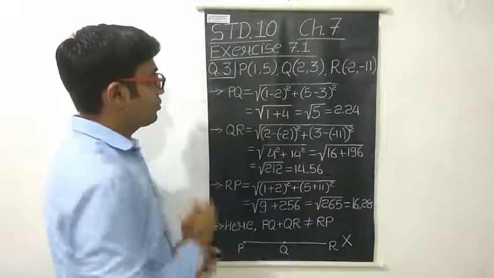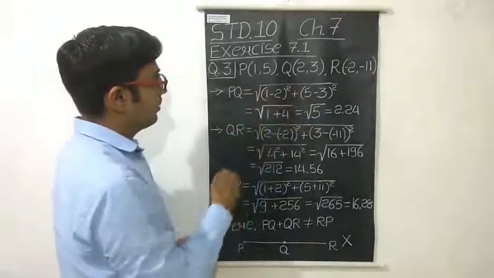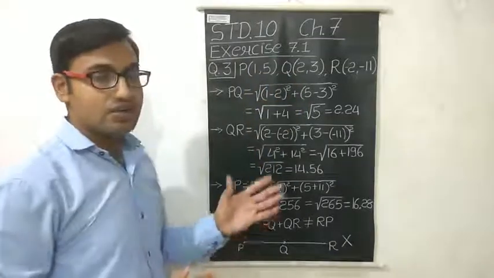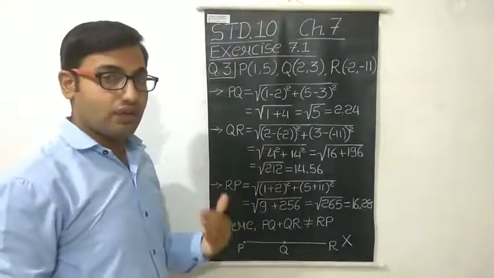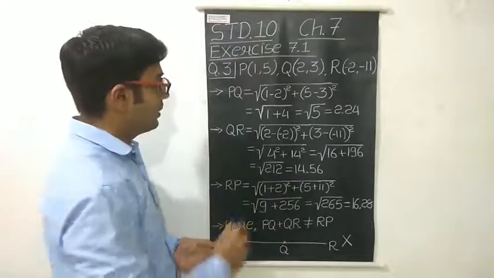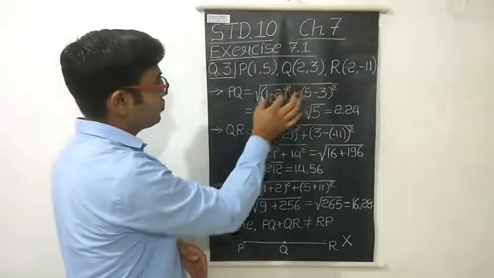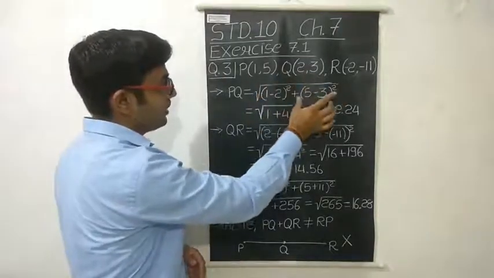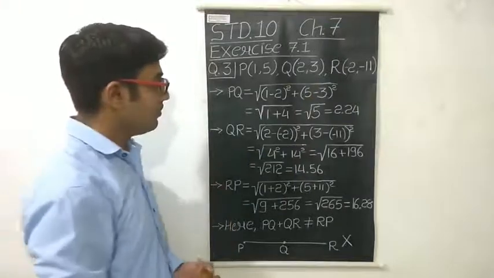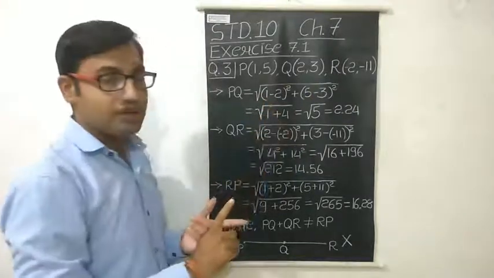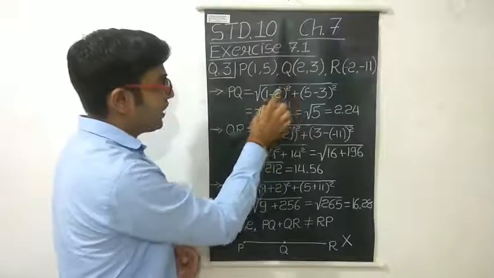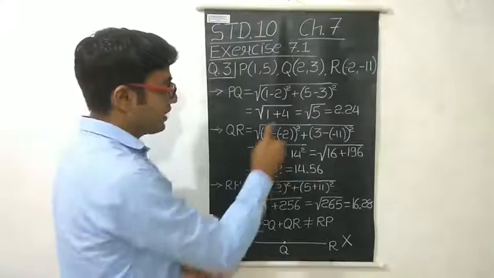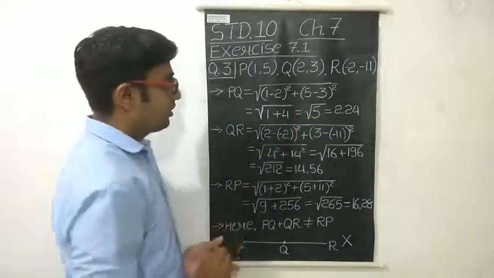PQ is equal to under root (x1 minus x2) whole square, that is (1 minus 2) square. Now there is no need to write out the formula because we know it very well. So (x1 minus x2), that is (1 minus 2) whole square, plus (y1 minus y2), that is (5 minus 3) whole square. So 1 minus 2 is minus 1, minus 1 square is plus 1. 5 minus 3 is 2, and 2 square is 4. So here we get under root 5.